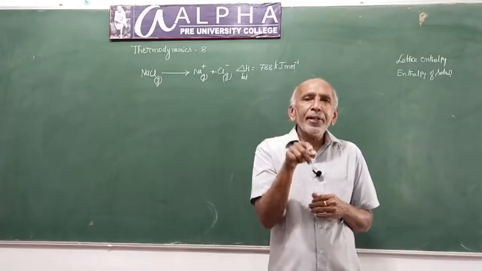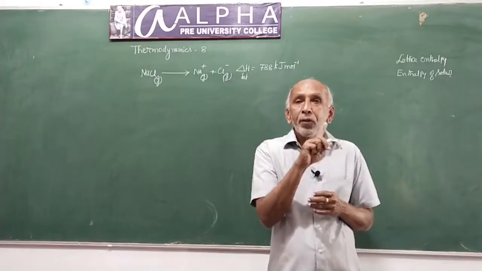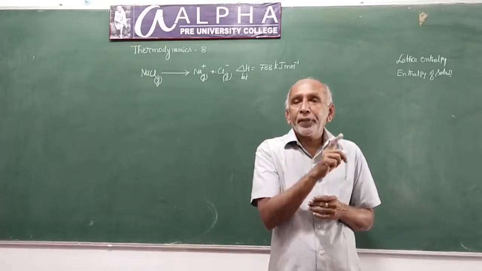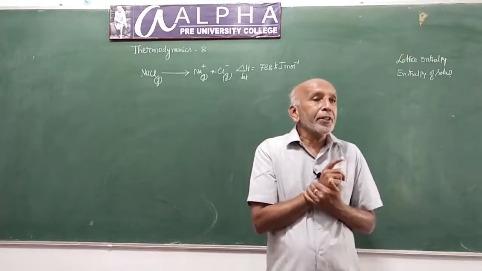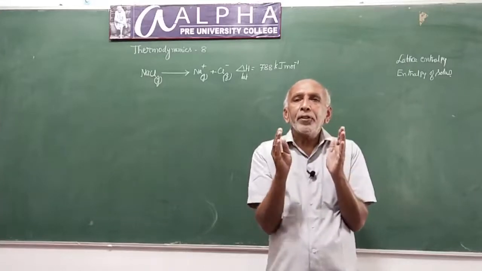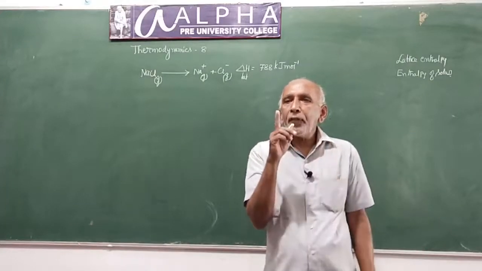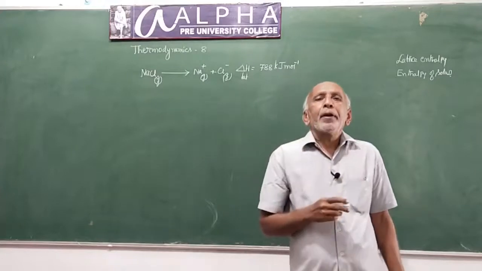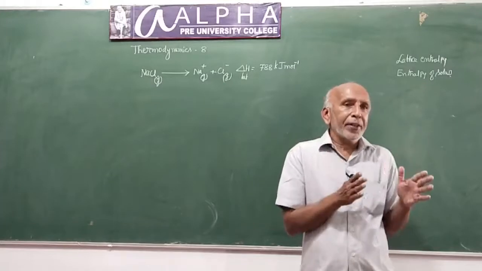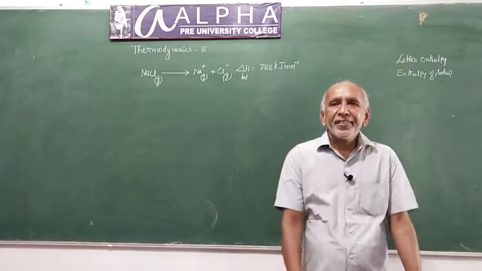dissolves completely in excess of solvent, such that there will be no change in enthalpy on further dilution. When further dilution is done, there should be no enthalpy change. That is the condition. So enthalpy of solution means it is the enthalpy change which occurs when 1 mole of a substance, that means solute, is completely dissolved in sufficient amount of solvent at the given condition.